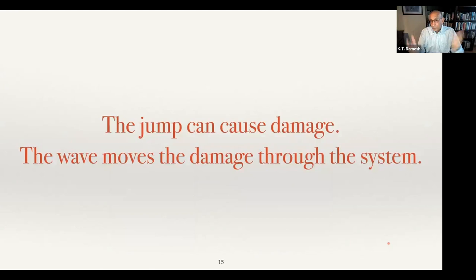So often the jump can cause damage. So the shock, when it arrives, causes damage in your system. Something breaks, something fails. Now the jump propagates, so that's the wave part. It has a wave speed. What that wave is doing is moving the damage through your system. So your propagating jump is like propagating damage. You're beginning to create damage somewhere and then move that through the system. This is the critical piece of information. We have a jump and a wave, and they both relate to the damage that you're going to develop inside your system.